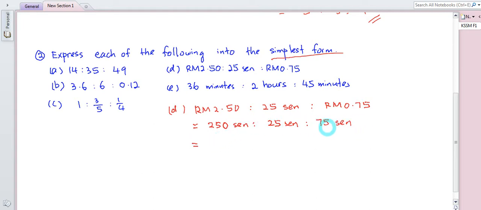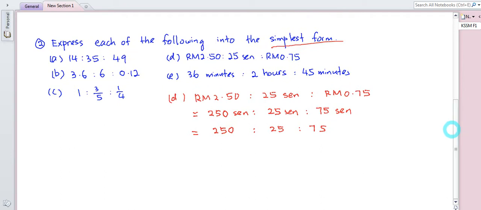Okay, since now all the numbers have the same unit, we can just omit the unit. 75. Now we try to find the highest common factor of 250, 25, 75. Let's say if you don't want to find the HCF, you still can do that. You look at all the numbers here, the number at the back is 5 or 0. Definitely all these numbers can be divided by 5, right? So you take 250 divided by 5, and do the same thing for all the numbers here. So you get 50, 5.